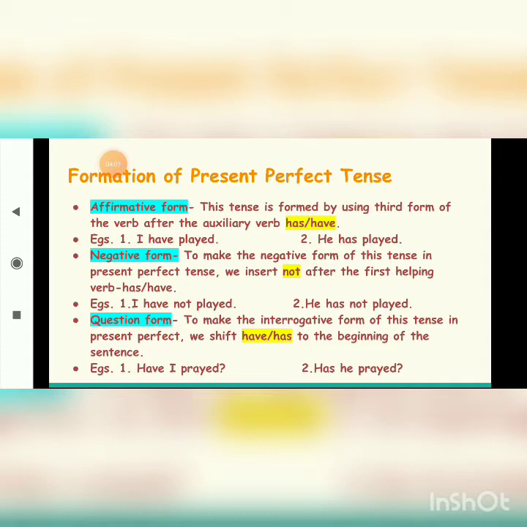And moving now to the question form. To make the interrogative form of this tense in present perfect, we shift have or has to the beginning of the sentence. What does it mean, students? When we want to make the interrogative form of this tense, what do we do? We shift have or has to the beginning of the sentence. So how will the sentence become? Have I played or has he played? Okay students, so I hope present perfect tense, what it is and how it is formed, must be clear to everyone. Moving to our next one.